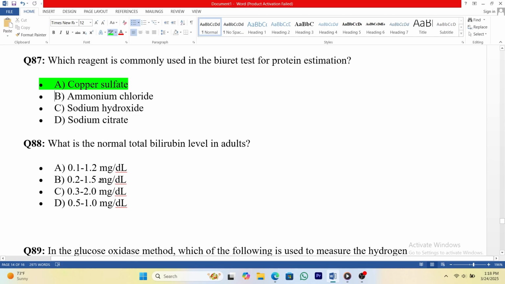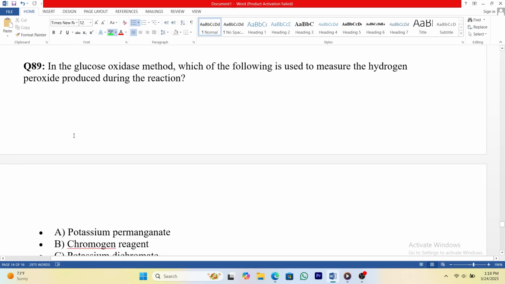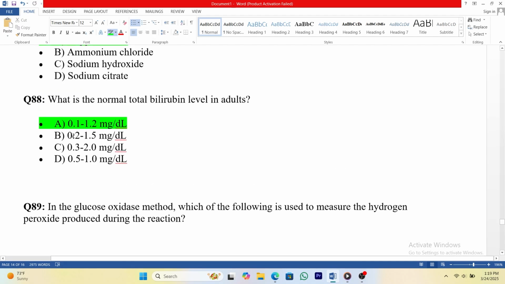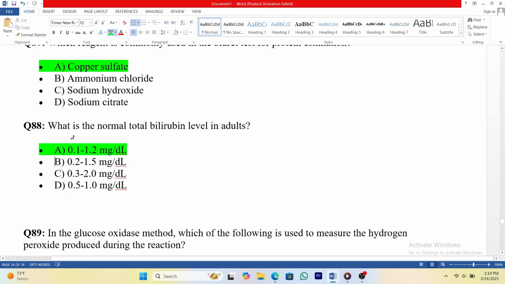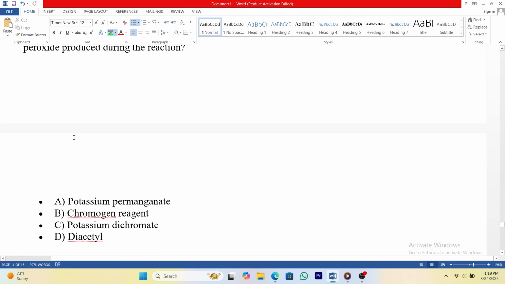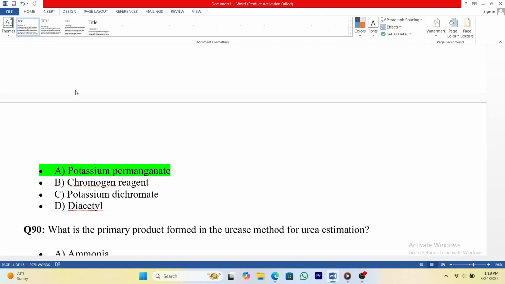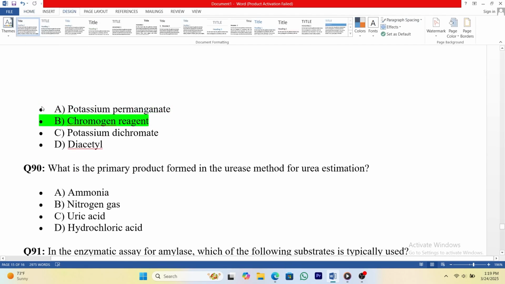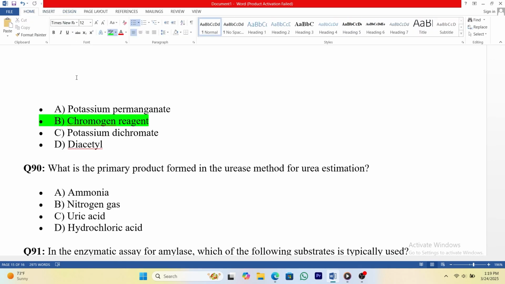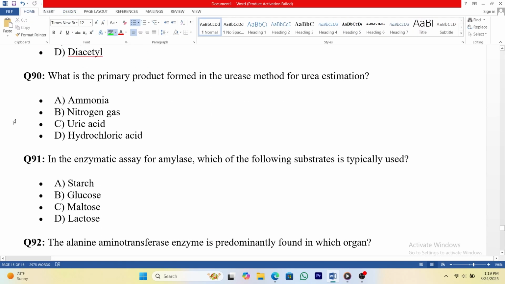Answer: A. 89. In the glucose oxidase method, which of the following is used to measure the hydrogen peroxide produced during the reaction? A. Potassium permanganate. B. Chromogen reagent. C. Potassium dichromate. D. Diacetyl. Answer: B. 90. What is the primary product formed in the urease method for urea estimation? A. Ammonia. B. Nitrogen gas. C. Uric acid. D. Hydrochloric acid.